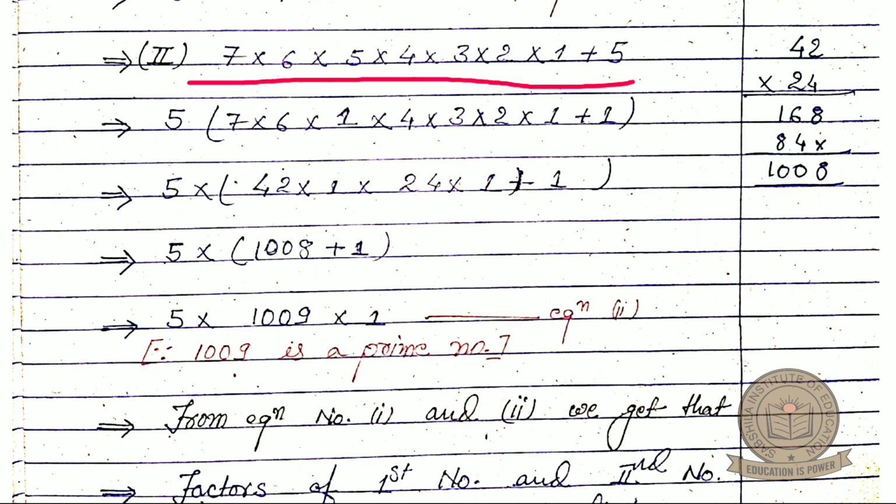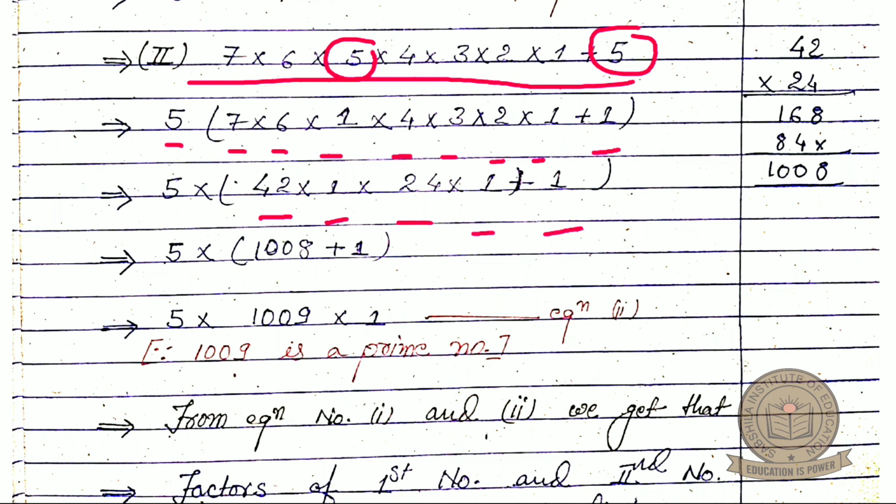into 2 into 1 plus 5. If you see, here 5 can be taken as a common number. So I have taken 5 as a common number. Then what will be left in the bracket? 7 into 6 into 1 into 4 into 3 into 2 into 1 plus 1 should be here. If you solve the bracket, then you will get 42 into 1 into 24 into 1 plus 1.